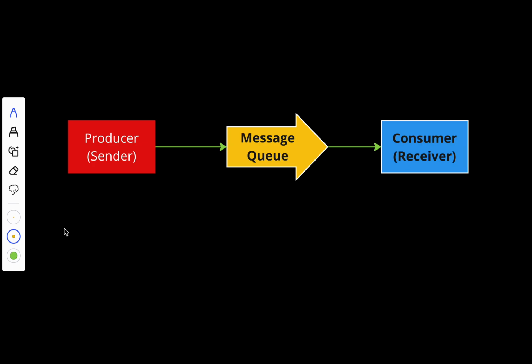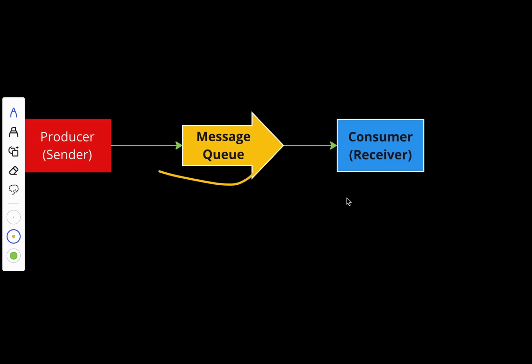The producer receives a task or data that needs to be processed. It will create a message describing the task and the data, and it will publish this message to the message queue. The message queue will store the message in FIFO, that means first in, first out, or priority-based manner, depending on the setup, and it will persist the messages until the consumer is ready to retrieve them.